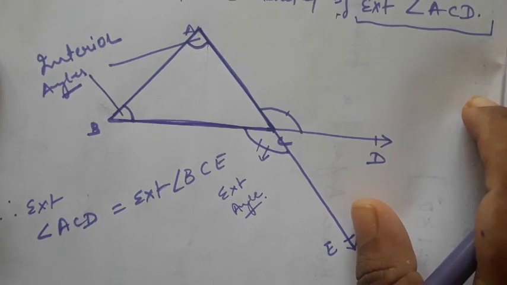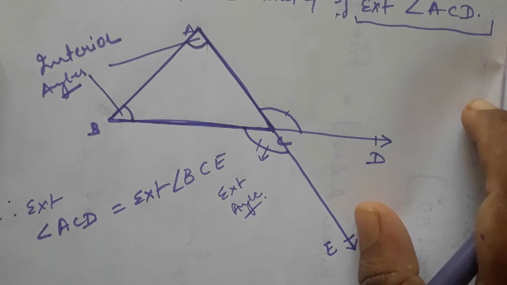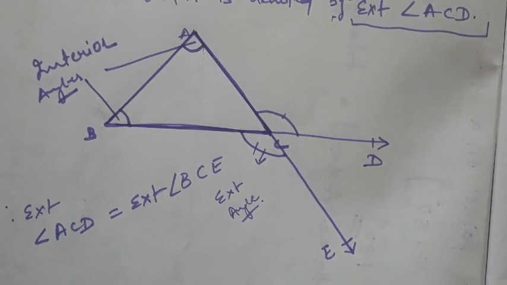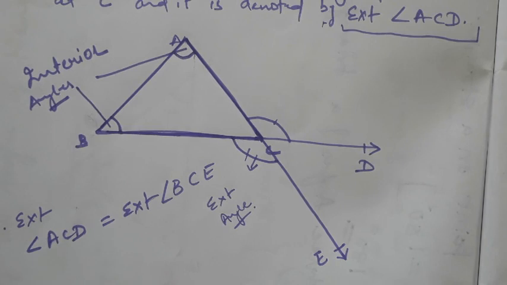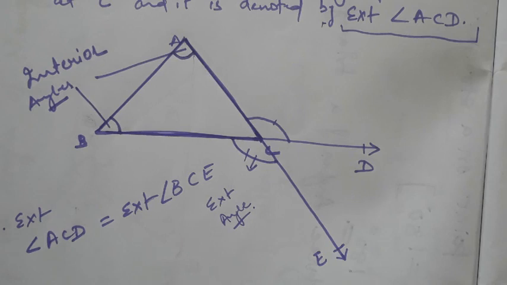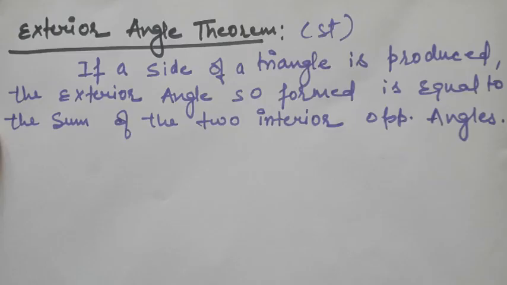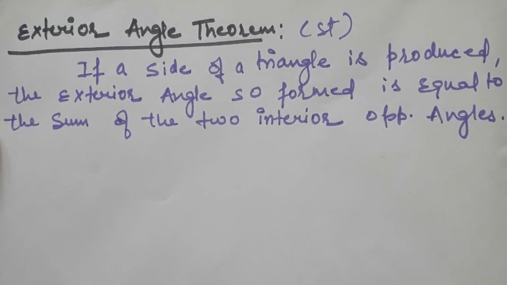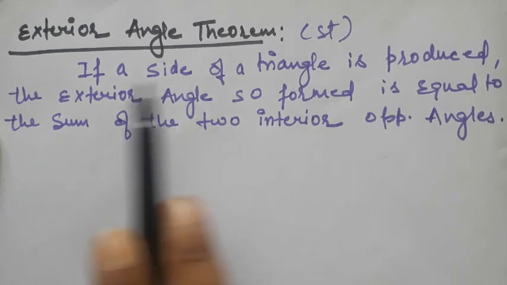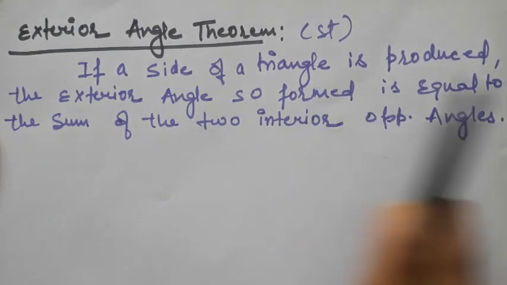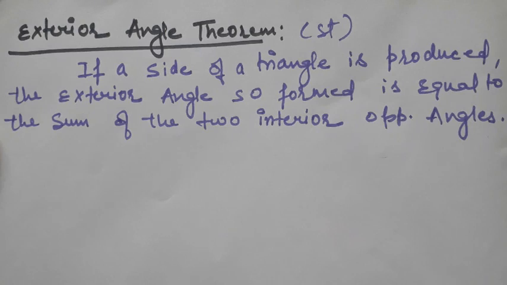I hope the concept of exterior angle is clear to all. Okay, let's move to one theorem which is based on the exterior angle, also known as the exterior angle theorem. It is very important, and we are going to apply this theorem in the question part. So please be attentive. Here is the statement of the exterior angle theorem: if a side of a triangle is produced, the exterior angle so formed is equal to the sum of the two interior opposite angles.